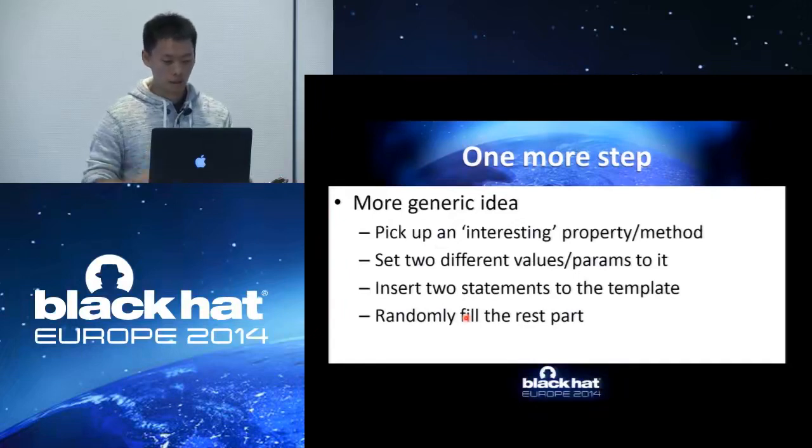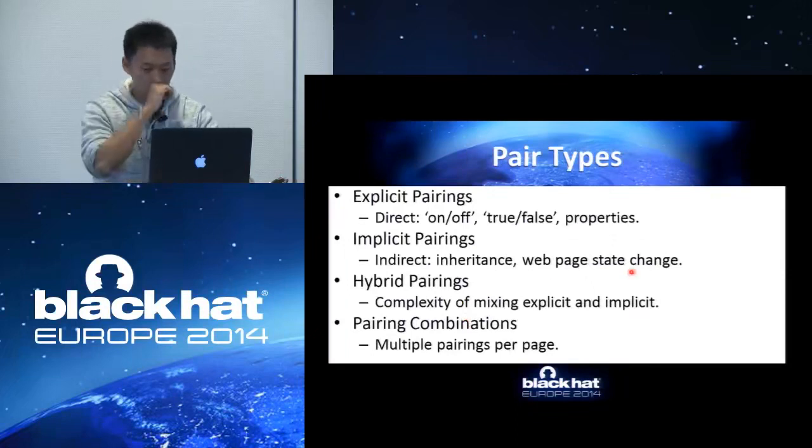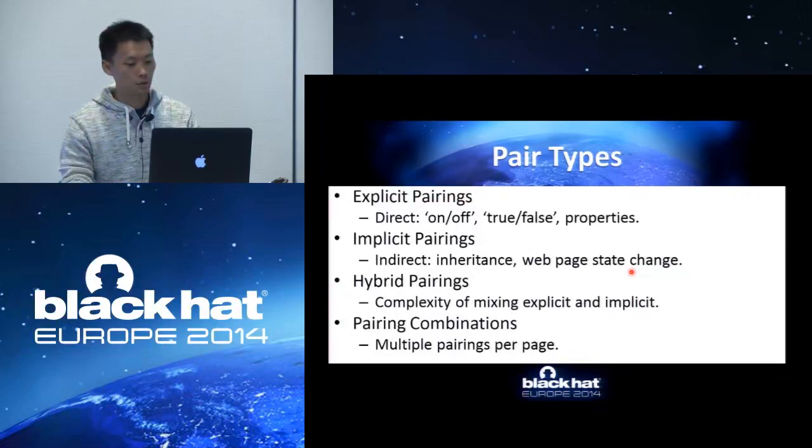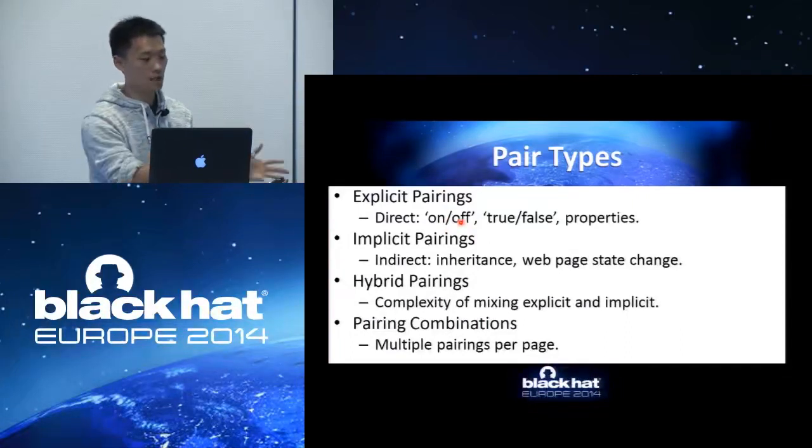Then we extended pair further. We have the third generation of the pair. In this version, we divided pair into 4 different types. The first one is the explicit pairing. This pairing is very straightforward: turn something on or off, assign value A then value B, or call a method.